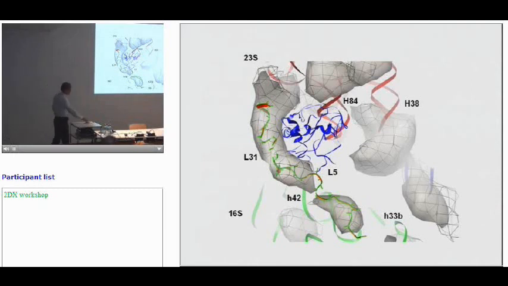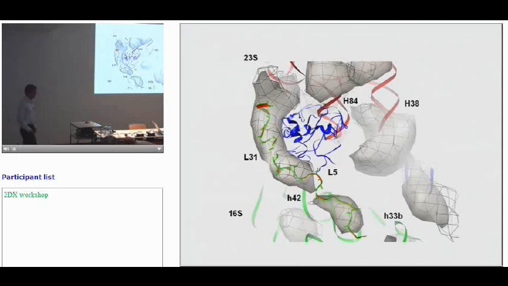Yes, as you see, it's at the interface between the subunits, and if you're familiar with the ribosome structure, this is the so-called A-site finger. This is another thing here. The A-site finger is lacking in both the E. coli and the Thermophilus structure. This one here. I don't remember.